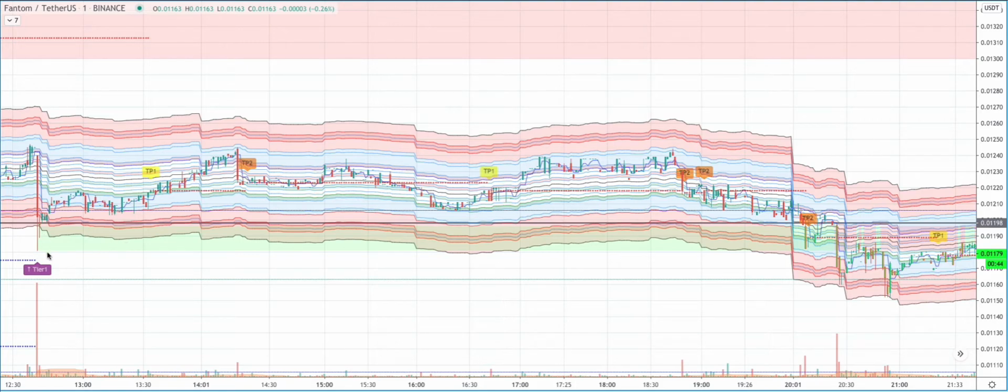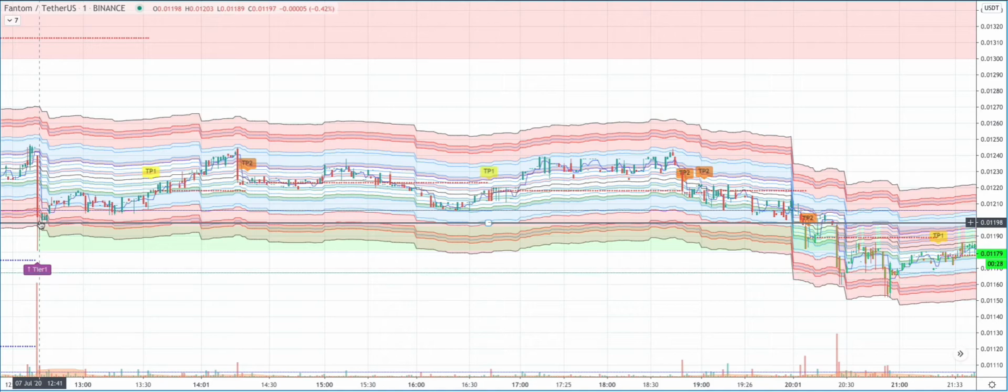So first one we're looking at is FTM USDT. The signal came in on the 7th of July at 12:40 p.m. The next candle is where we start our tracking, because the signal comes in at the end of the previous candle. And let's take a look at what we have on this one.